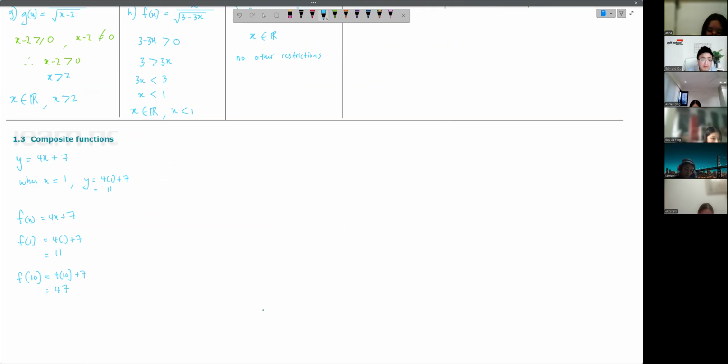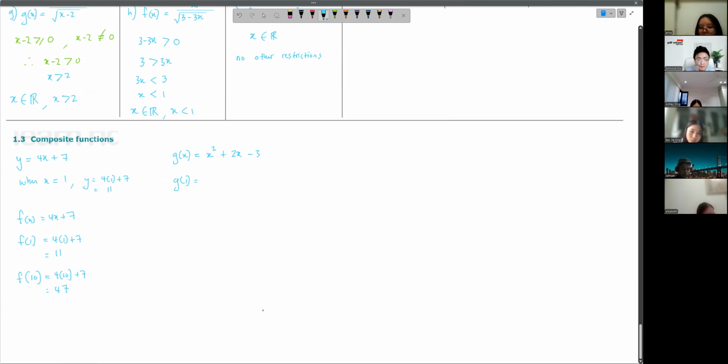Let's say g(x) equals x squared plus 2x minus 3. So g(1) would mean that every x value will be 1, so it will be 1 plus 2 minus 3, and this is 0. You can also write a negative number inside, like negative 2. So g(-2) will be negative 2 squared plus 2 times negative 2 minus 3. So 4 minus 4 minus 3 equals negative 3. You can put a fraction or anything.